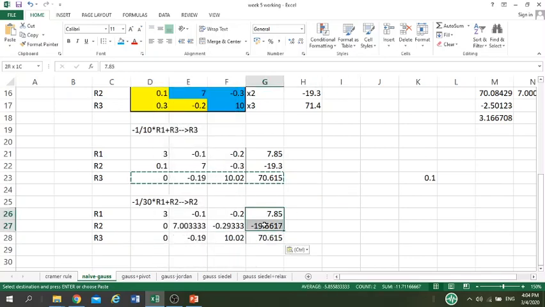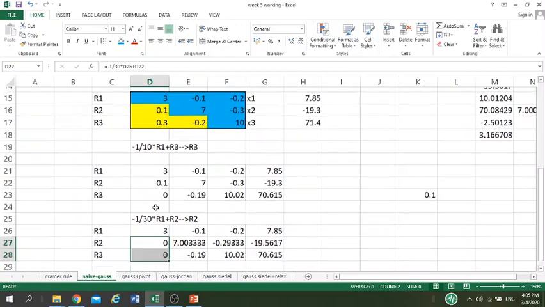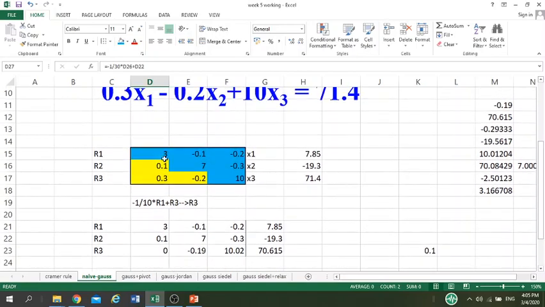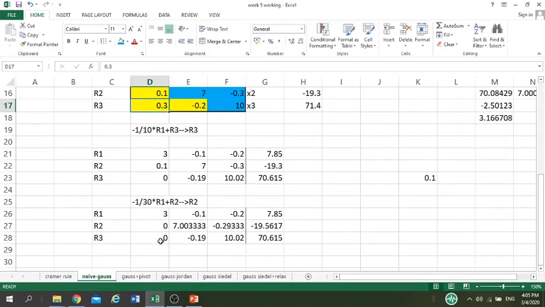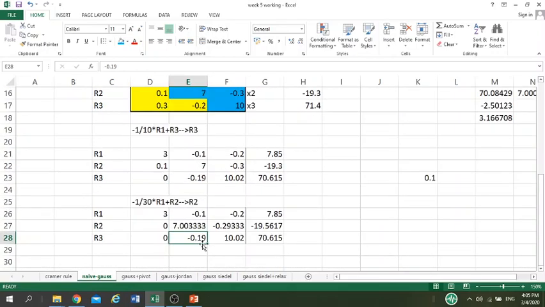Okay, all right, so far we have already made these two values into 0. Okay, 0.1 and 0.3 into 0. So we are only left with this final value in order to complete our forward elimination process. So we have to change this into 0.